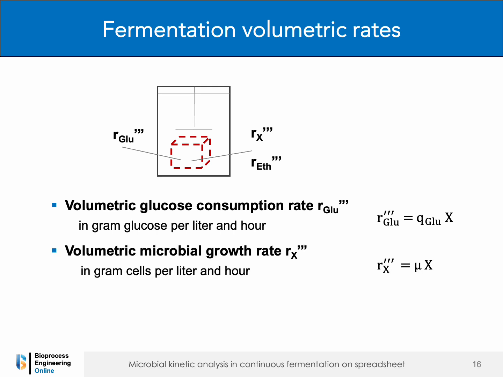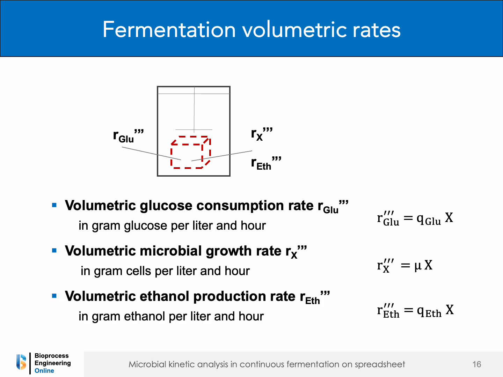The volumetric rate of cell growth, Rx triple prime, measured in gram cells per liter per hour. This rate is the product of the specific growth rate, mu, and the concentration of cells X. The volumetric rate of ethanol production, Re triple prime, measured in grams ethanol per liter per hour. This rate is the product of the specific ethanol production rate, Q-ETH, and the concentration of cells X.